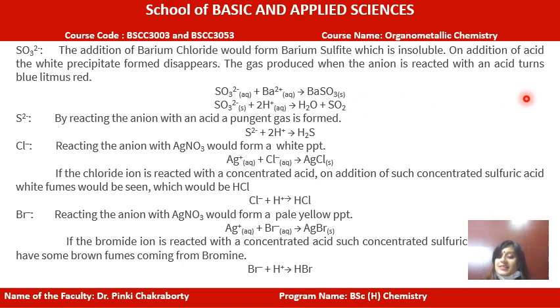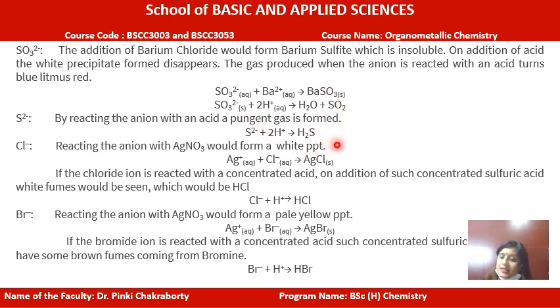And one more thing is that whenever you bring a litmus paper near this gas, it will convert blue litmus to red. Why? Because SO2 and H2O combine to form sulfurous acid or sulfuric acid. Either that will be H2SO3 or that will be H2SO4, right? Next category is S2 minus, known as sulphide. By reacting this anion with an acid, what happens? A very pungent smelling gas, more pungent and stronger smelling than SO2, that is H2S.